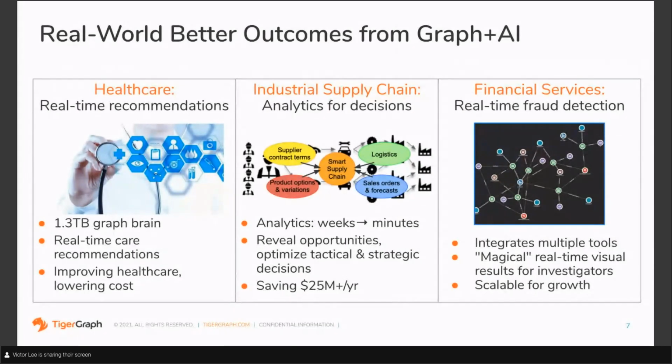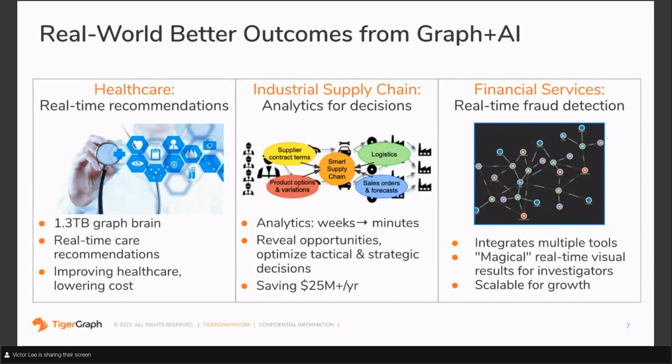So one of the largest health insurance businesses in the US has built what they call their graph brain. They've taken their massive amounts of data from originally several dozens of different data sets and combined them into one large graph of 1.3 terabytes. They foresee many, many applications, but the first one they're using is to improve their care recommendations by looking at the surrounding connections, so one can understand a patient's situation better.